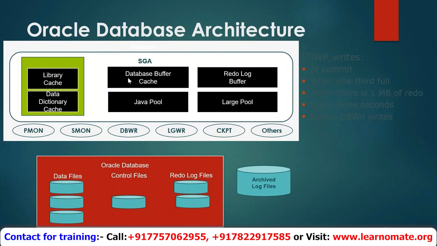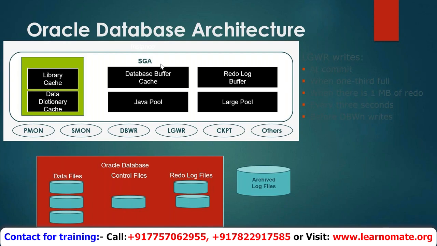So the dirty buffer gets written into the redo log buffer, and the data from the redo log buffer gets written to the redo log file with the help of the log writer process. The log writer process writes the data from the redo log buffer to the redo log file whenever there is a commit, or when the redo log buffer is one third full, or when there is 1 MB of redo in the redo log buffer, or before the database writer process writes, or every 3 seconds.